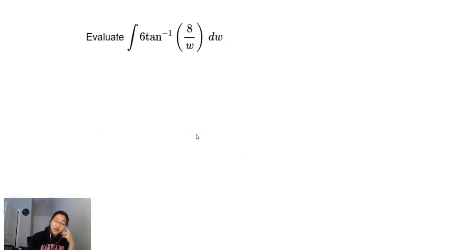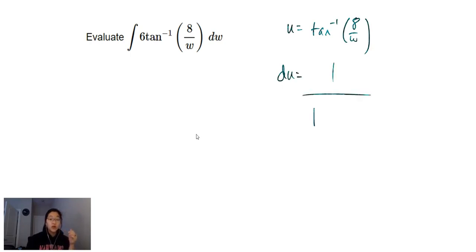So let's try this example. We have the integral of 6 arctangent of 8 over w dw. Okay, so according to LIATE, what should we do? For u, we should do the arctan. So we have u is arctangent of 8 over w. So that means that du is 1 over 1 plus 8 over w squared times the derivative of 8 over w because of the chain rule. So that's what, negative 8 over w squared dw.